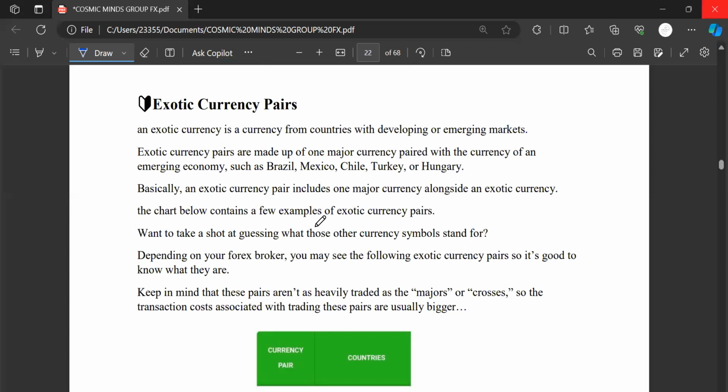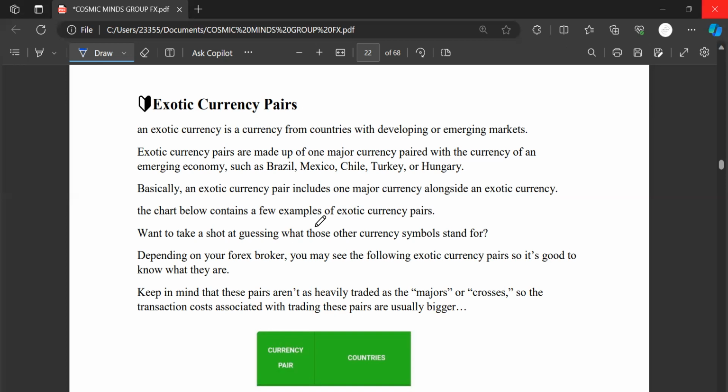So that is it. Exotic currencies are made up of one major currency that's paired with the currency of an emerging economy, right? An emerging economy. So Brazil, Mexico, China, Turkey, Hungary, whatever. Now, it means that any of the major currencies, you know the major currencies, you realize that the major currency is the key thing here. If you don't know them, you find yourself wanting, right? The major currencies, you should know them. There are eight of them, right?